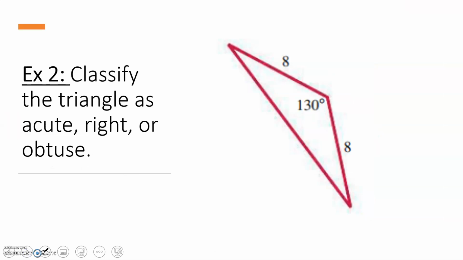Classify this triangle as acute, right, or obtuse. I'll give you a second to take a guess. Hopefully you said obtuse. If you said obtuse, you are correct. This 130-degree angle is an obtuse angle, and because it has one obtuse angle, it makes it an obtuse triangle.